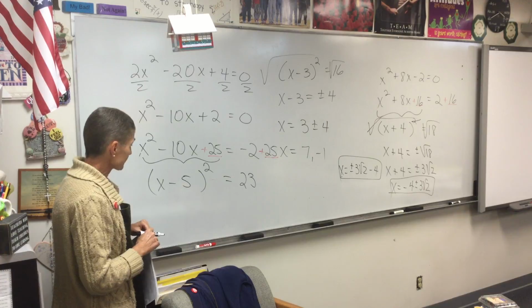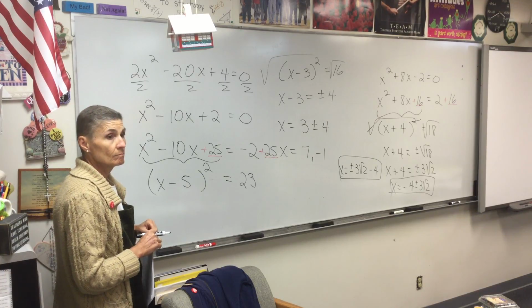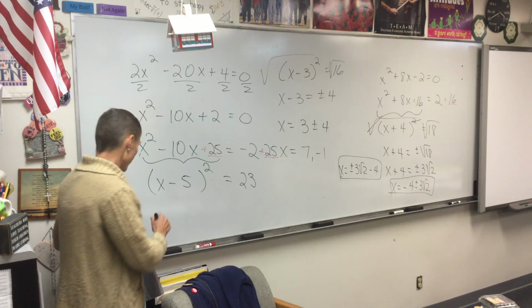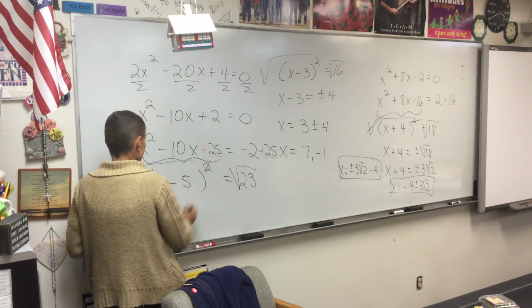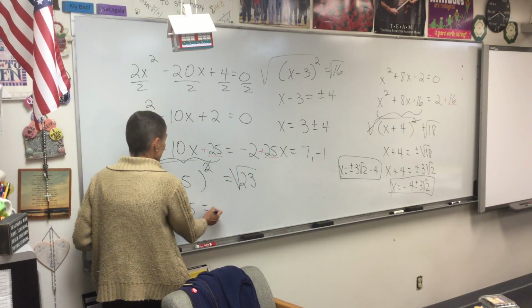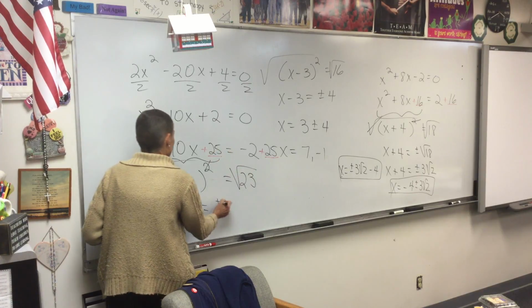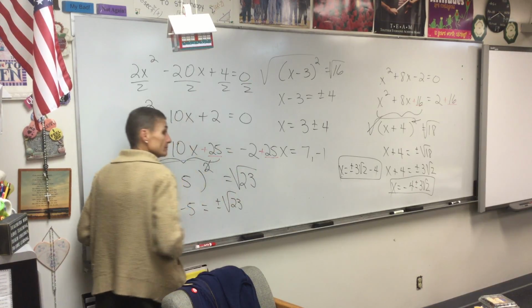Caroline, what's next? Square root both sides, very good. And these are gonna cancel, so x minus 5 equals, don't forget, plus or minus root 23.